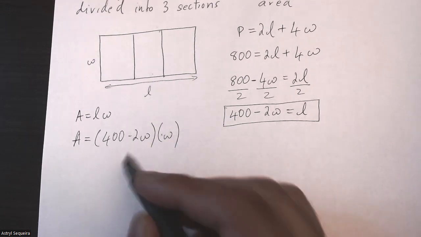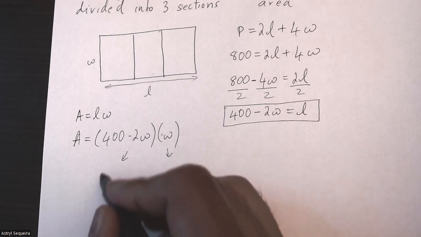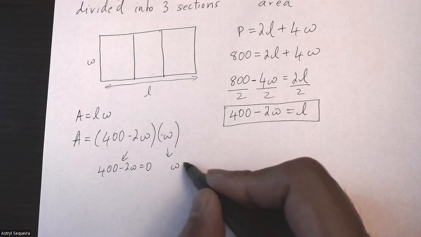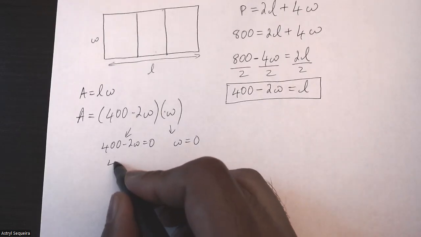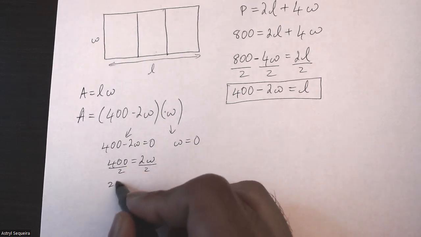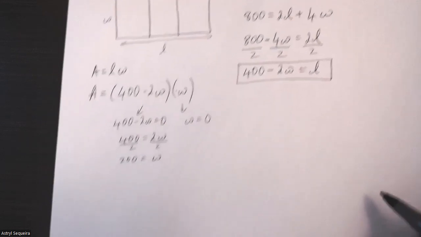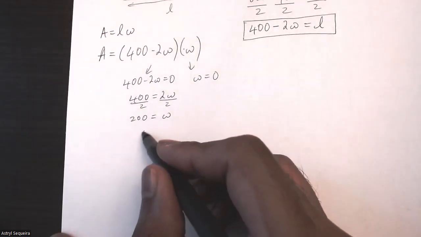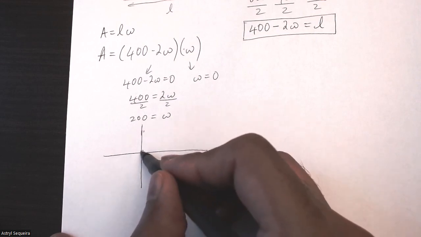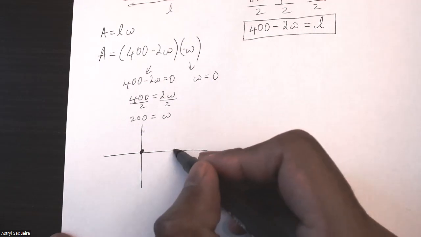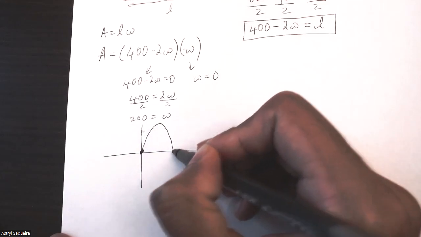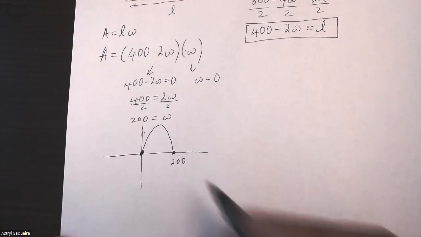In order to do that, I'm going to first solve it to find my x-intercepts. So 400 minus 2W equals 0, or W equals 0. I'll solve this one. 400 equals 2W, divide by 2. So 200 equals W. Let me do a quick sketch of this area function so that you can see the domain and range. This is a negative quadratic equation. The intercepts are 0 and 200. This is what the graph looks like.